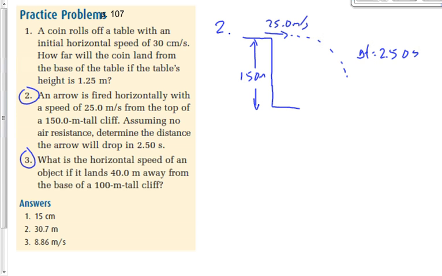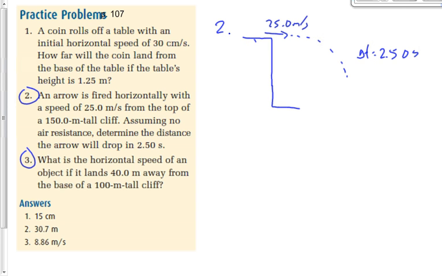We're told the height of the cliff is 150 meters. The height of the cliff could be 6,000 meters. That would be a high cliff. But it could be 6,000 meters, and in the end, this arrow would still fall the same distance in 2.5 seconds. The height of the cliff is irrelevant. So I'm going to erase this.